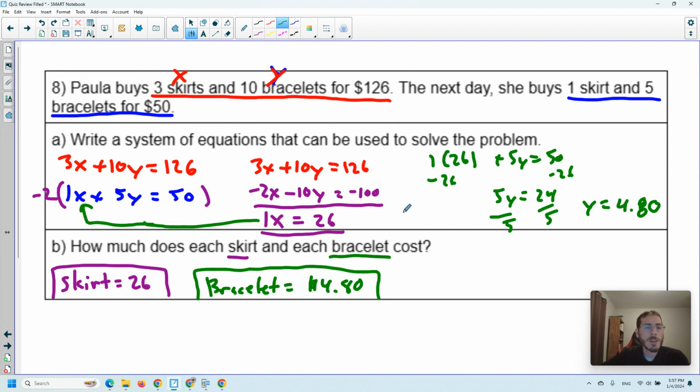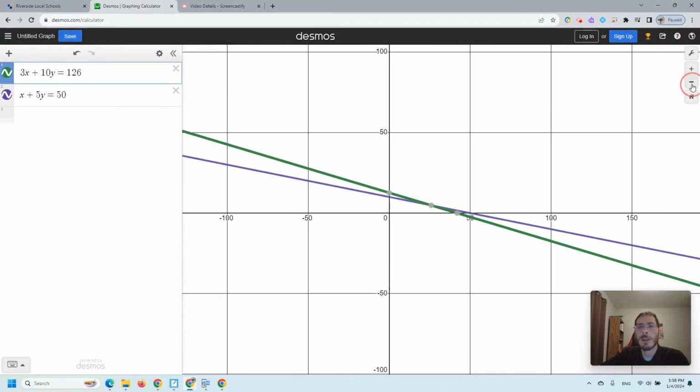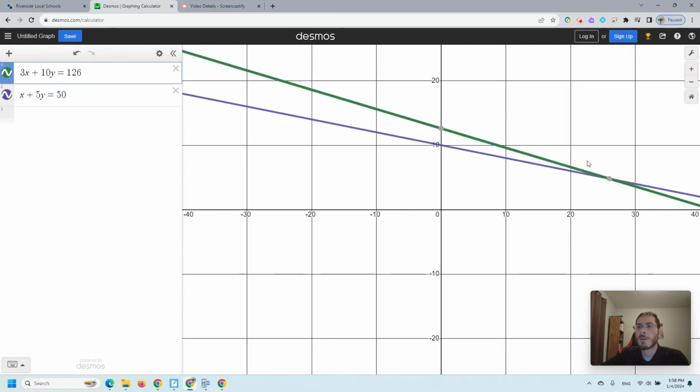So I already graphed it. Just to double check, if you want to double check with a graph, again, that's totally fine, or with one of the other methods. We do end up getting, if I zoom out to where it looks, oops, forgot I still got my axes. I do get 26, 4.8. Like we talked about in class, the danger is you can't just write that down as an answer because you have to say which is which.